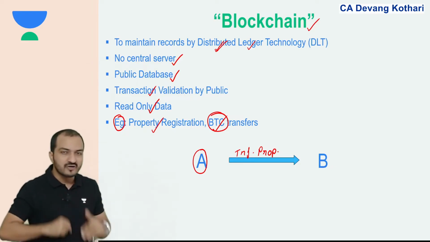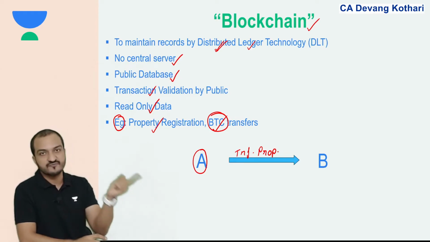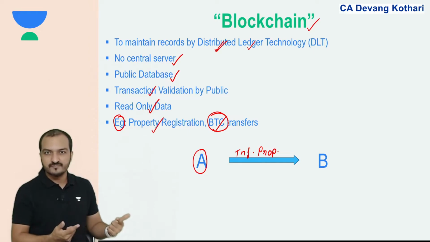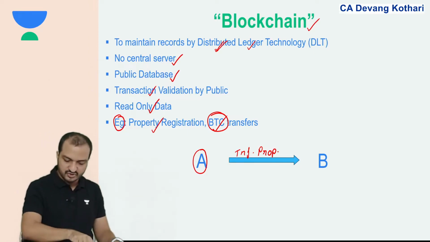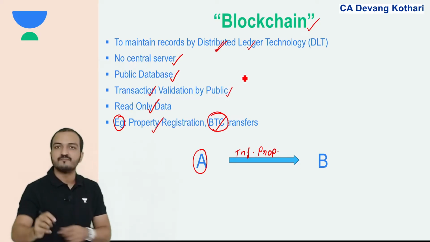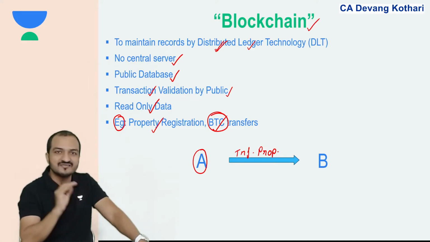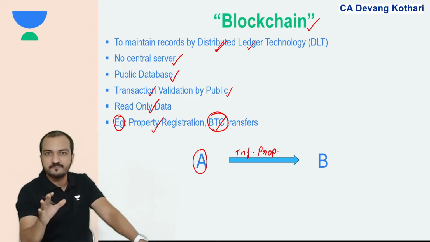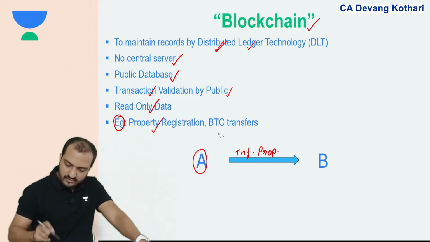They all should come to a conclusion that yes, A was the owner of the property, and yes, A has done transfer to B, and yes, A has received money against that transfer. If all the things are ensured by all the members of the blockchain, then this means that the transaction got validated by the public. So it is not validated by the registrar, it is validated by the general public. And once it is validated, then it is added in the blockchain. This is my concept about blockchain. Same thing can also apply in case of Bitcoin transfers.